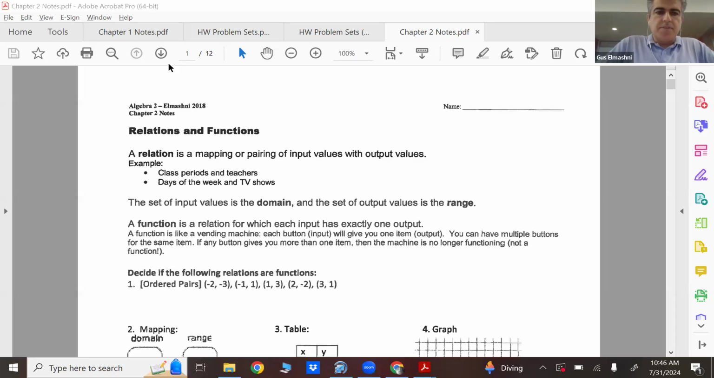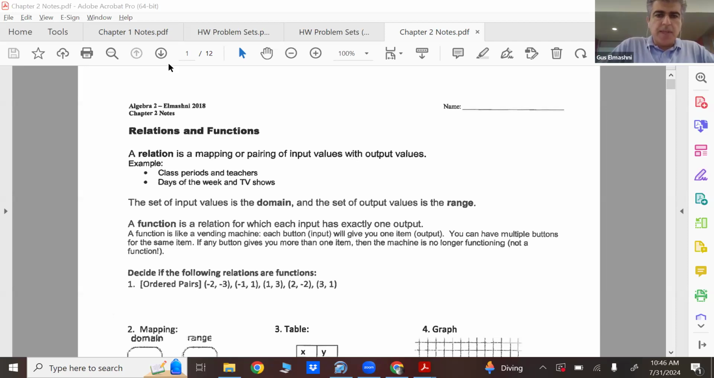Here's a video discussing the beginning of chapter 2 notes, and we're going to focus on 2.1, 2.2, and 2.3. They're actually not labeled like that, but they will correspond to the homework labeled in that way. So we'll definitely go more in depth next time we meet as a class. Let's just define a relation and a function.